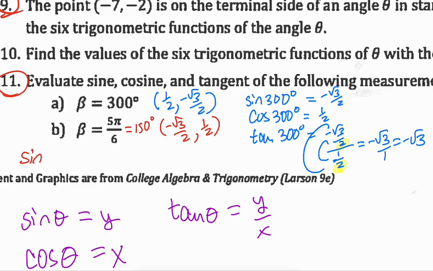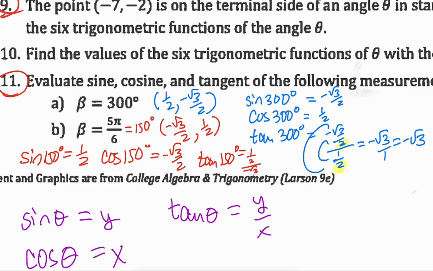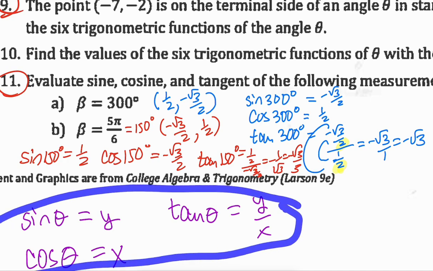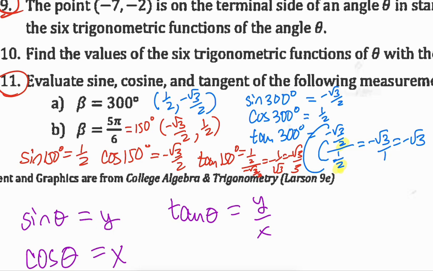So the sine of 150 is the y value, 1/2. The cosine of 150 is the x value, negative square root of 3 over 2. The tangent of 150 is the y value over the x value. So it'd be 1/2 over negative square root of 3 over 2, which is negative 1 over radical 3, or negative radical 3 over 3. So these are the main things you want to remember from your unit circle, that the sine is y, the cosine is x, and the tangent is y over x.